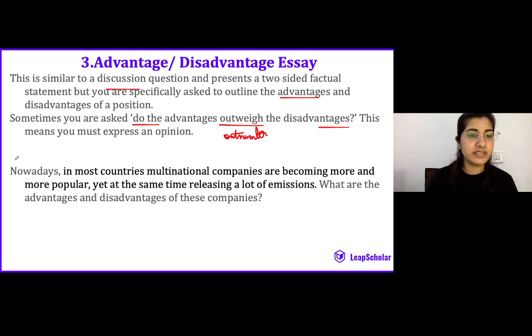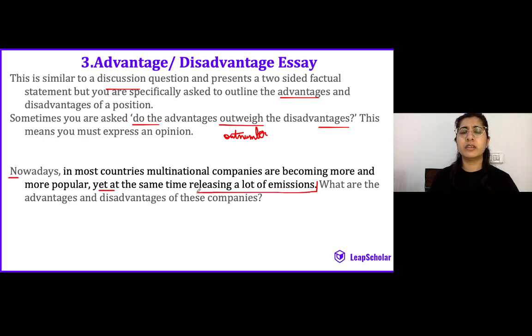All right. So here is an example of an environment-based advantage-disadvantage question. Nowadays, in most countries, multinational companies are becoming more and more popular, yet at the same time releasing a lot of emissions. So, what are the advantages and disadvantages of these companies? When you look at the environmental perspective, please remember that it's focusing on the release of emissions. So, the advantages and even disadvantages that you write should be focused on the environmental perspective.